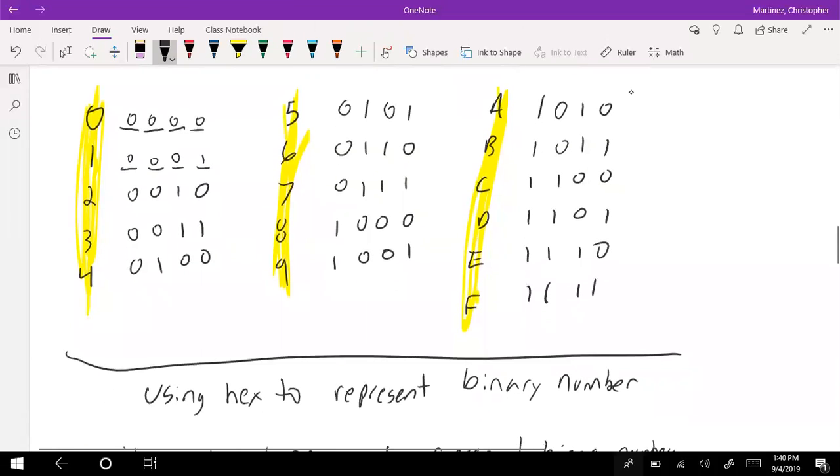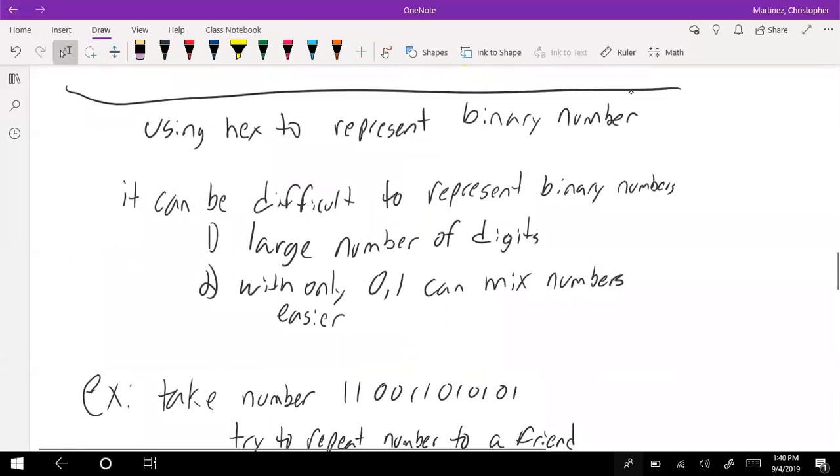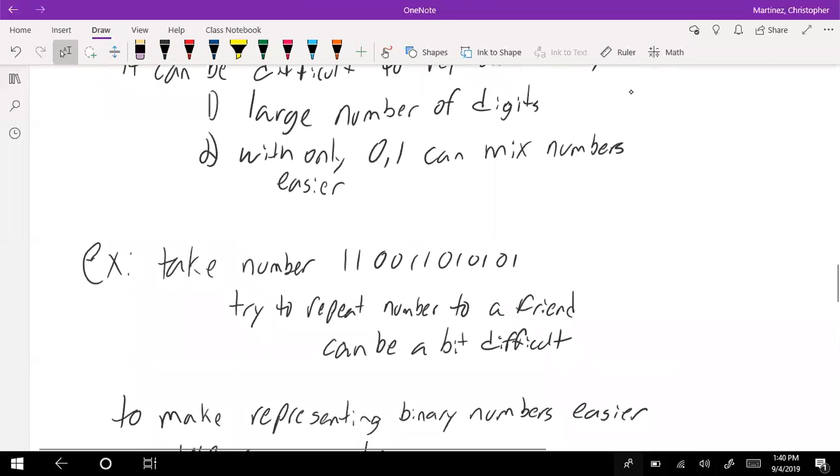representation. So why are we learning about hexadecimal? Well, using hexadecimal is easier to represent a binary number. It can be very difficult sometimes to represent binary numbers because they take up a large number of digits. And also, if it's only a 0 and a 1, it's very easy to mix numbers around. For example, take the number 1100, 1101, 0101, and try to repeat this number to a friend. Well, sometimes you might find it's a little bit difficult.